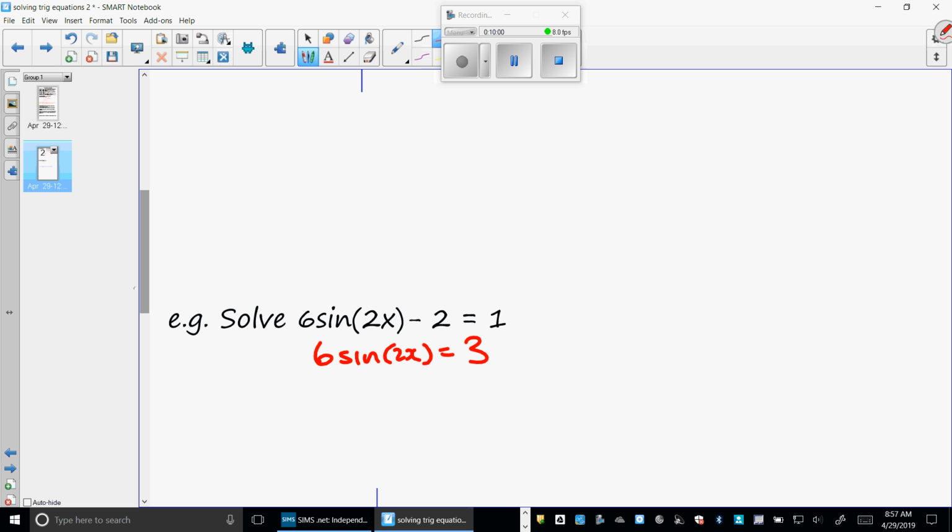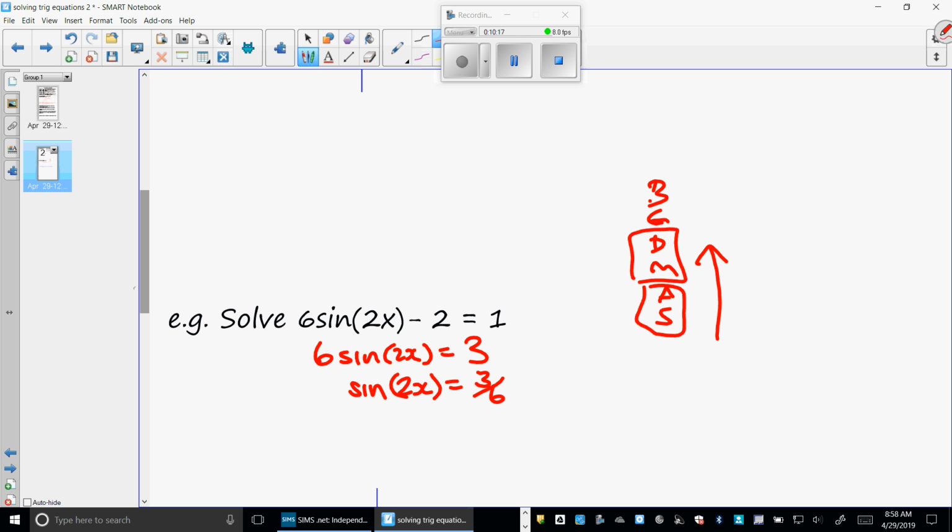Divide by 6. Yes, Maddie? How was I going that far? Because remember, to solve something, we're working backwards, in the opposite direction. So you're dealing with any addition, subtraction, division, multiplication before you get to powers or brackets.